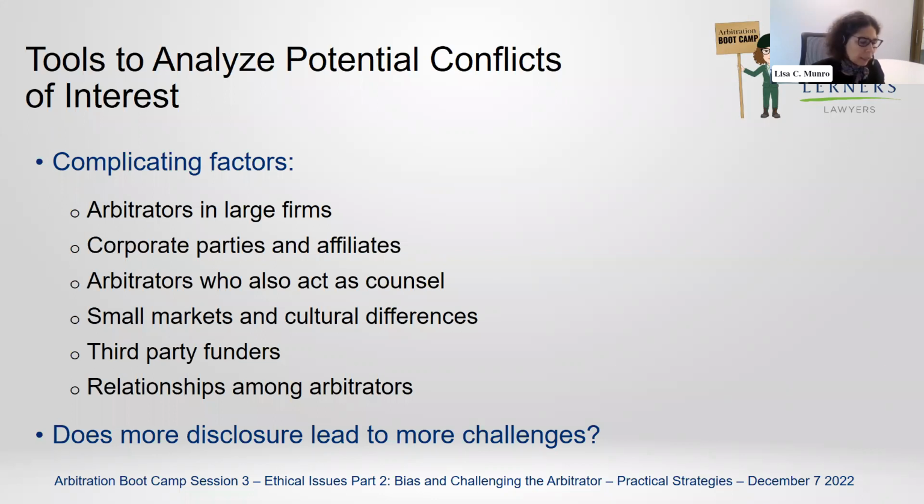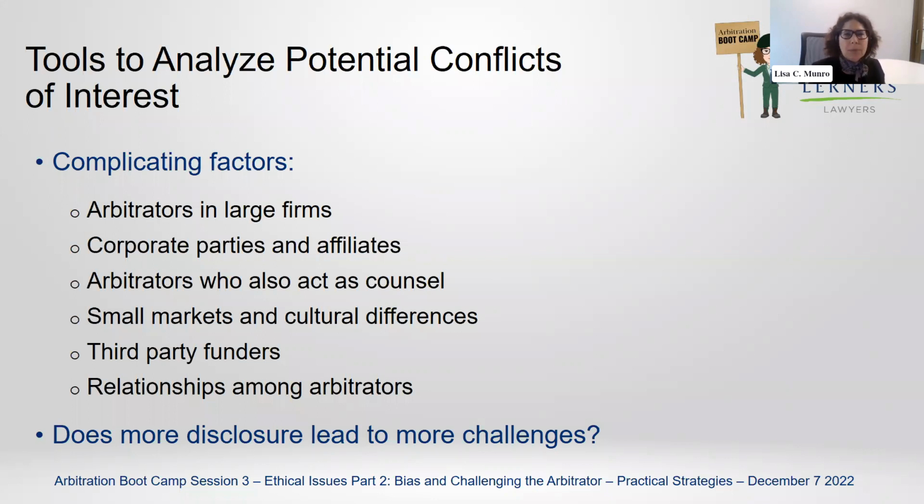And finally, relationships among arbitrators. Again, because the market's fairly small in some Canadian cities, you may find that arbitrators are sitting together on a regular basis, and they may be sitting sometimes as chair of a panel and sometimes not as chair. And there are dynamics associated with that, and the IBA guidelines don't really address that issue.